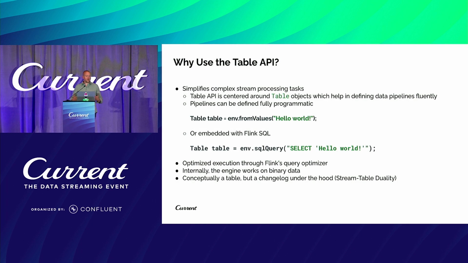So then, why would you actually use the Table API? I think the most important reason for this is because it simplifies stream processing. You can use your language of choice, meaning Java or Python. The Table API is a fluent API, and it's centered around table objects. You can define table objects programmatically, or you can define them with Flink SQL. As you can see here in the example, the first is a programmatic example where we say from values, hello world, but you can also do a SQL query which you directly embed into the application.